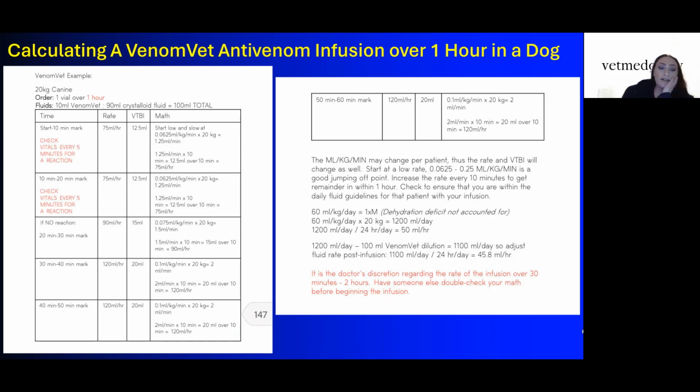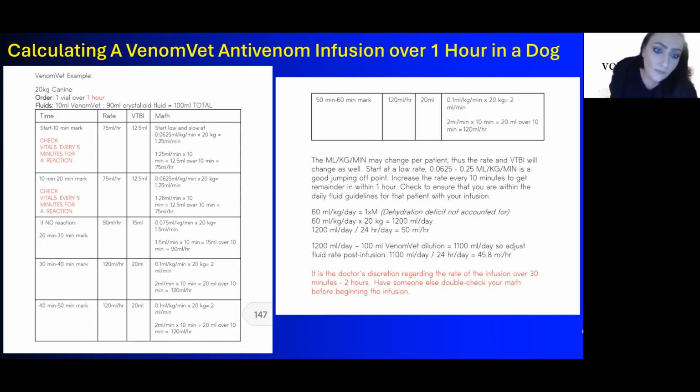So we're going to start low and slow at 0.0625 mils per kg per minute times 20 kgs, which is equivalent to 1.25 mils per minute. 1.25 mils per minute times 10 minutes equals 12.5 mils over 10 minutes, and that is 70 mils an hour.